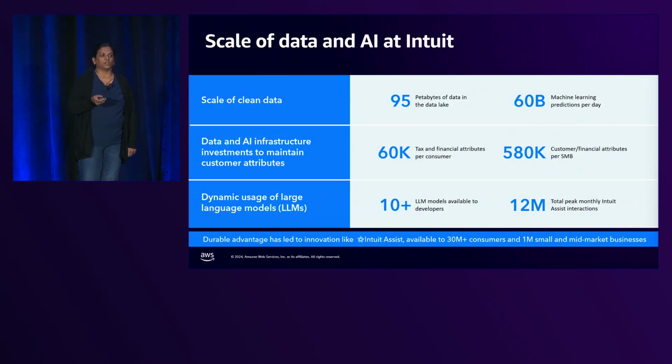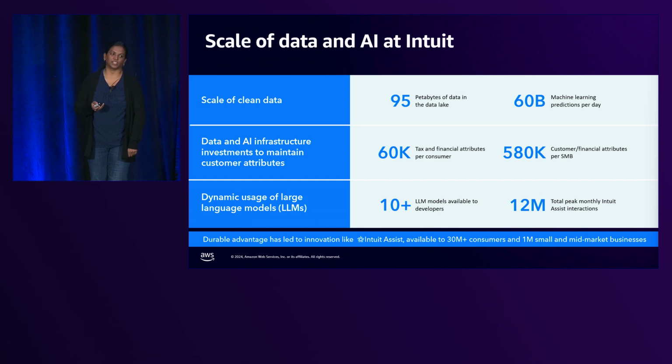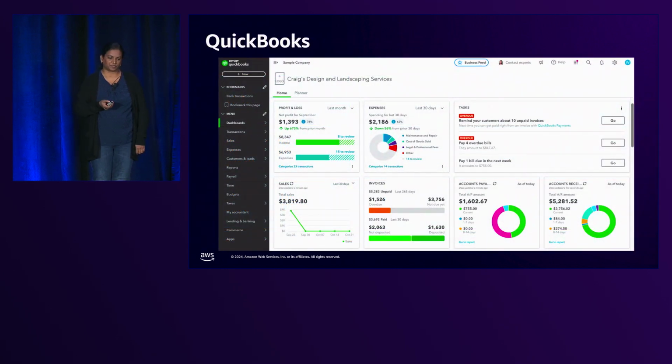So here's a high-level overview of our platform. We have 95 petabytes of data in our lake. We generate 60 billion machine learning predictions every day. We have 60,000 attributes per consumer and close to 600,000 attributes per small business that they have shared with us, enabling us to personalize our product experiences for them. And we embrace generative AI, making 10+ large language models available on our platform for our engineers to develop Intuit Assist experiences, resulting in 12 million interactions per month on Intuit Assist.